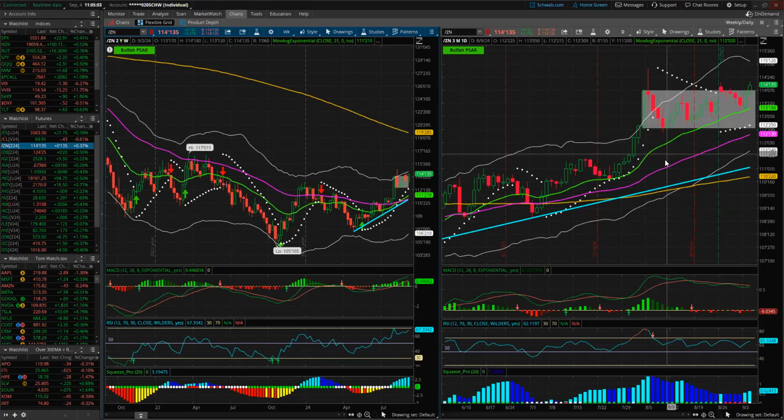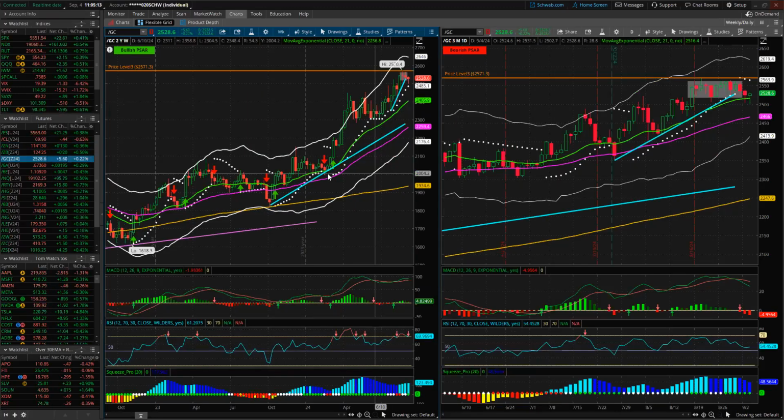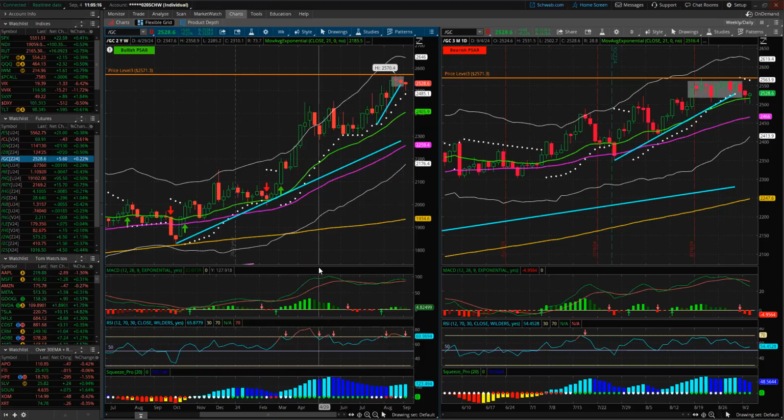I don't know that you're going to get a trap on it, but who knows? Depends on where you put the trap and what you're getting. All right, so there's ZN, ZB, and gold. Looking at the weekly, it's been overbought on the RSI. MACD's kind of rolling over. It is firing long on the squeeze.